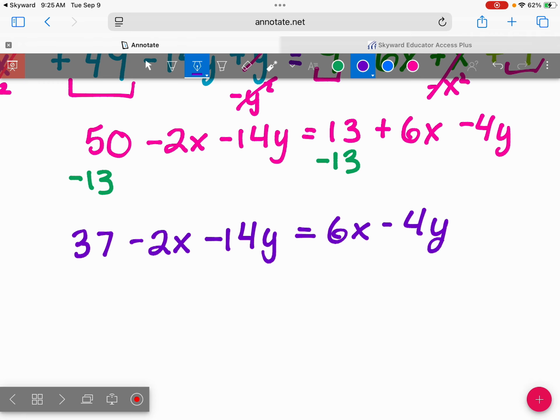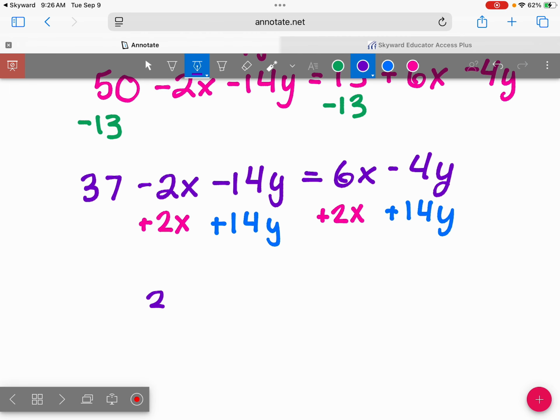I don't like having two y's. Yeah, let's add our 14y to both sides. You can do that and have it be more of a slope-intercept style vibe, or we can add the 2x's and get this to look like kind of a standard form equation. It doesn't really matter how this looks, but we want to just have one set of x's, one set of y's. Because this is going to give us that 37 equals 8x plus 10y.